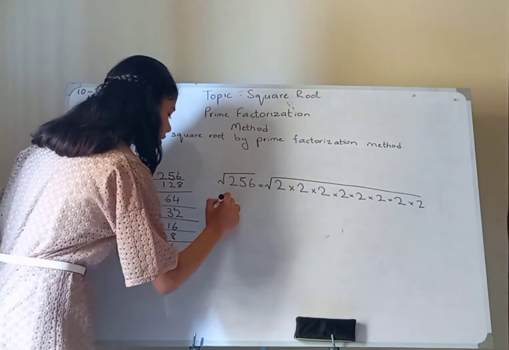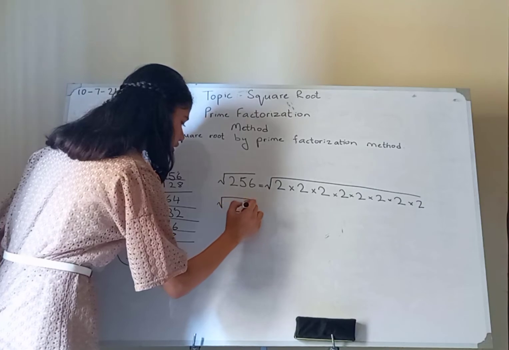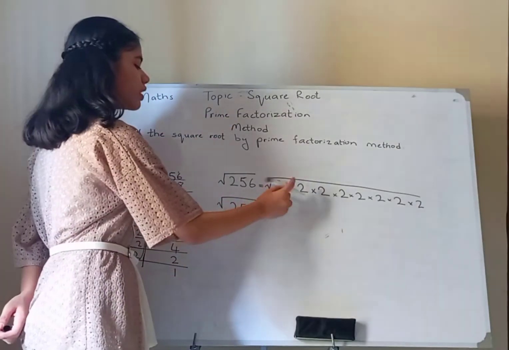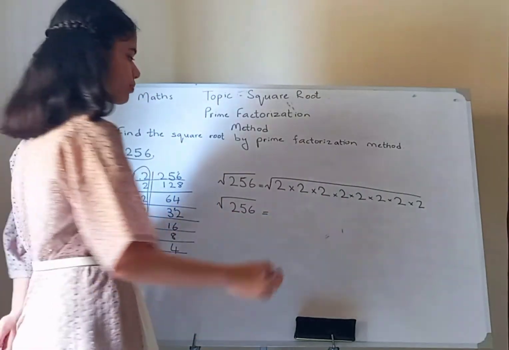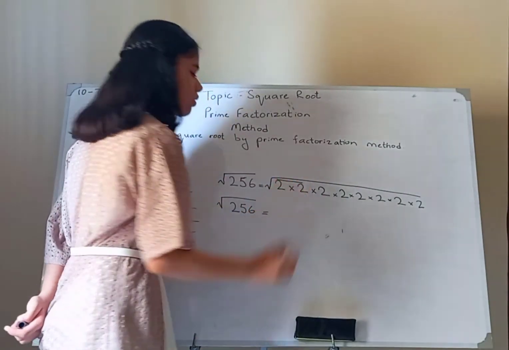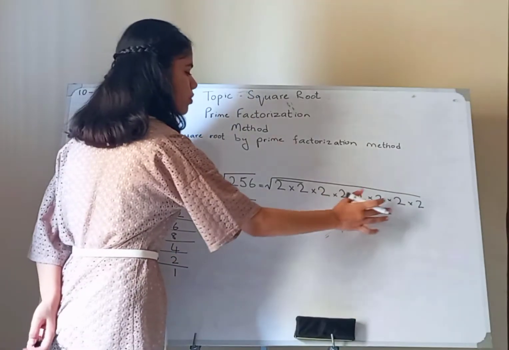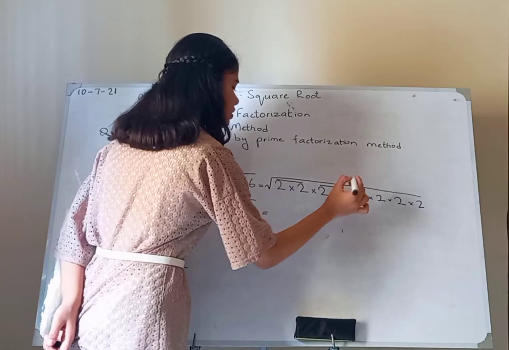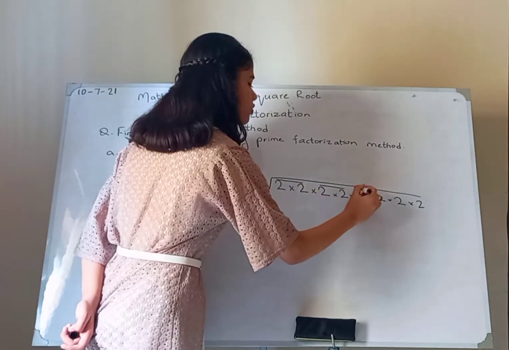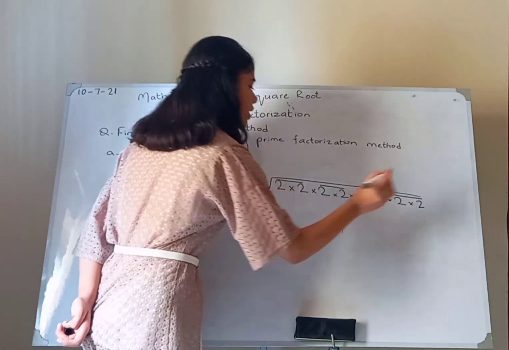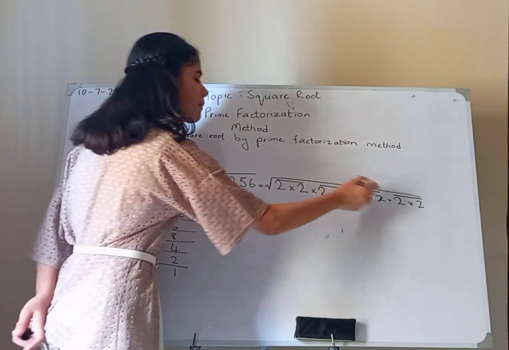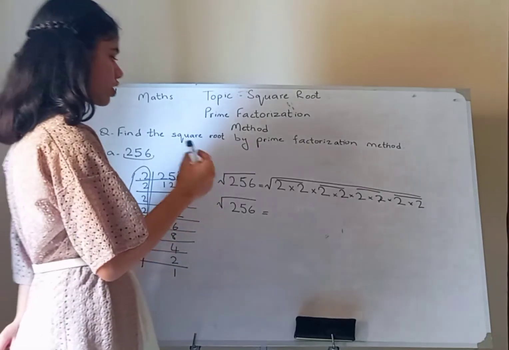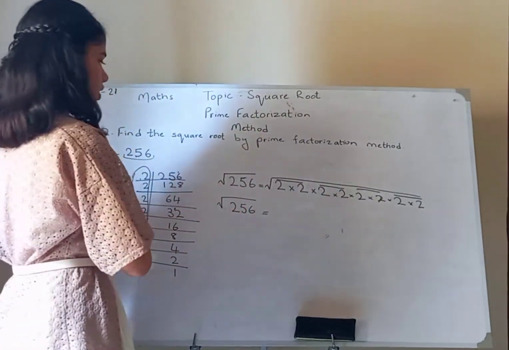Then same step, 256 will remain same, and over here we have to make pairs. For example, this is a pair. When we have same numbers, we have to make its pair. This is one pair. We have to make pairings when we are solving in a square root. So we have made the pairings. We are done with pairings. Now what we have to do, just we have to listen to it carefully. This is step.